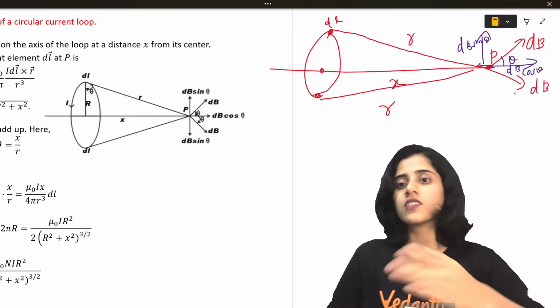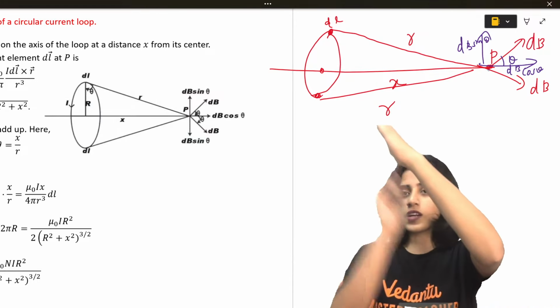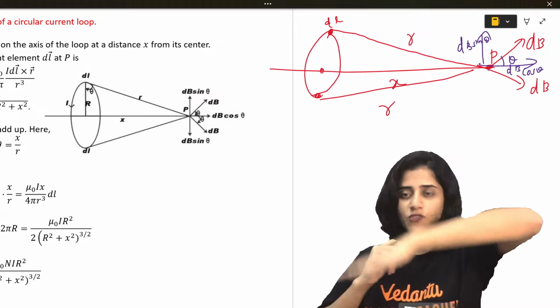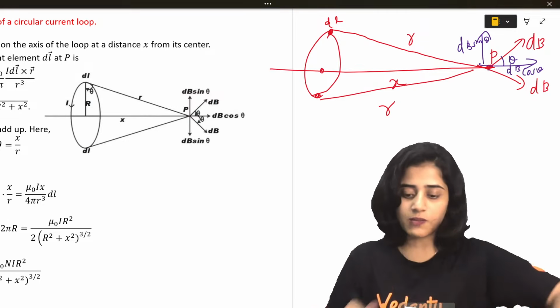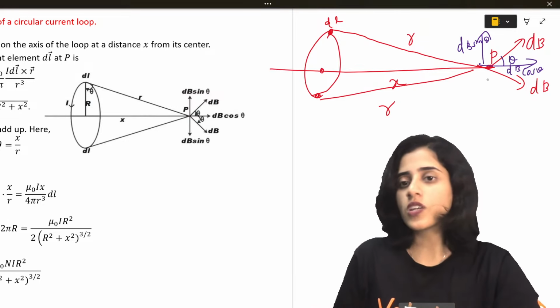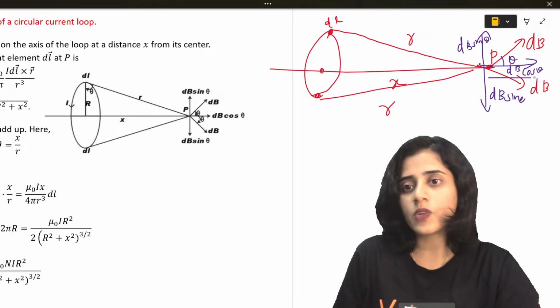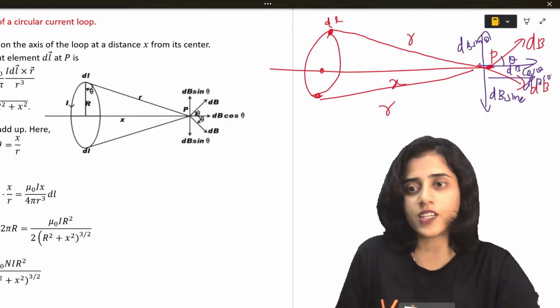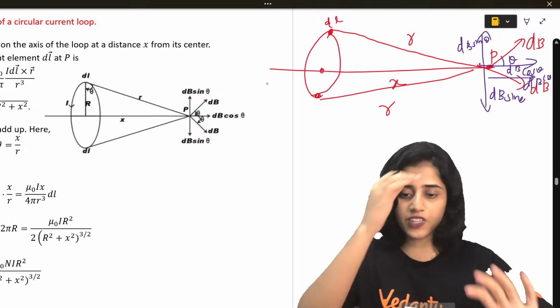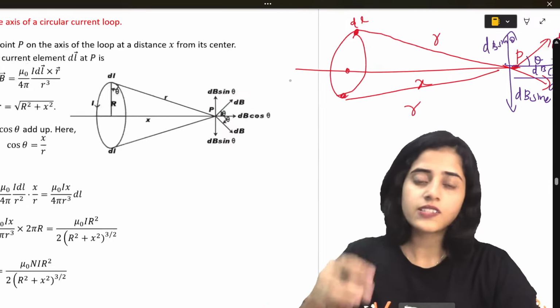Same thing for this one also. For this one, there's dB cos theta, dB sin theta. For this one also, there's dB cos theta, dB sin theta. So here also you have dB sin theta, and then one more dB cos theta. So, okay, this is the figure.